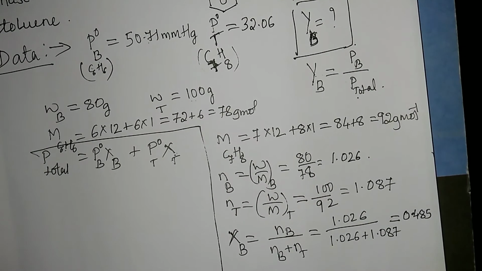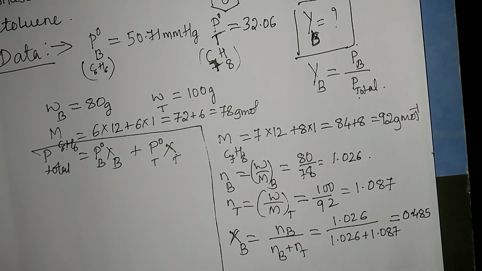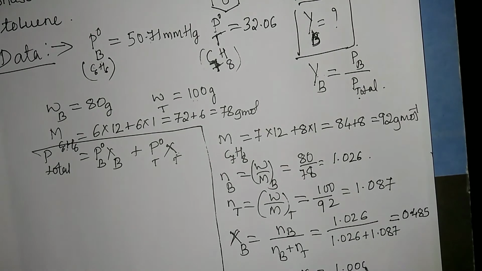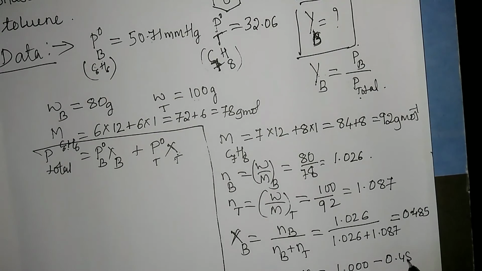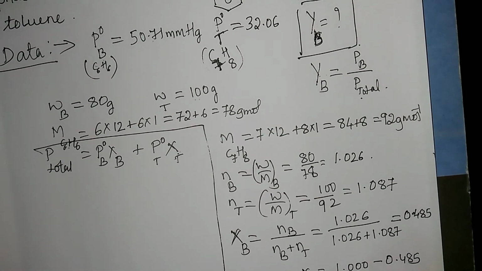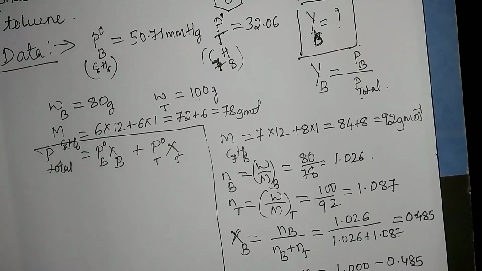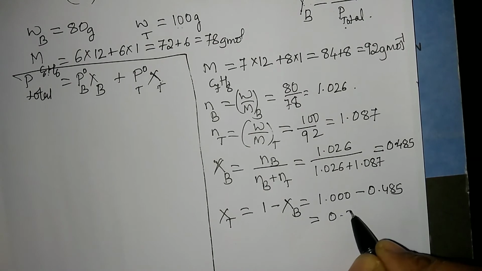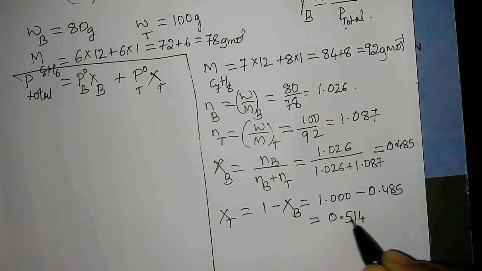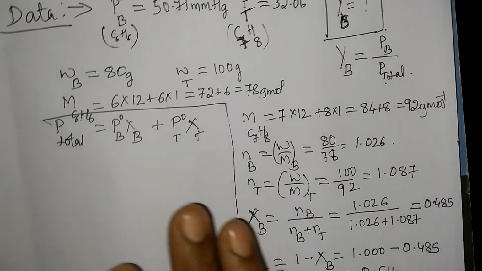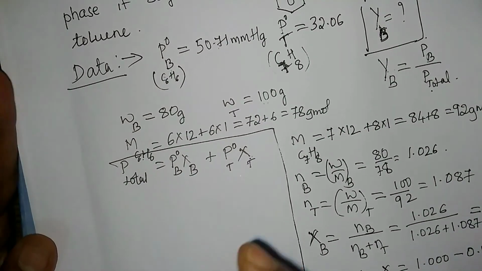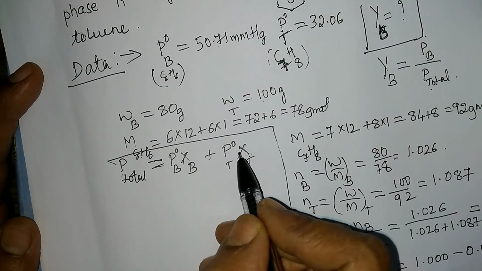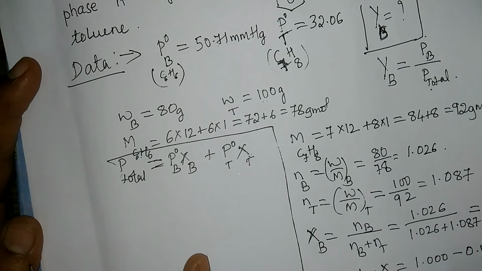Now the mole fraction of toluene is equal to 1 minus the mole fraction of benzene, that is 1.000 minus 0.485. Pause the video and do the calculation. So it comes to be equal to 0.514. Now, in the main equation, Raoult's law equation, P total is equal to P naught B into XB plus P naught of toluene into the mole fraction of toluene.